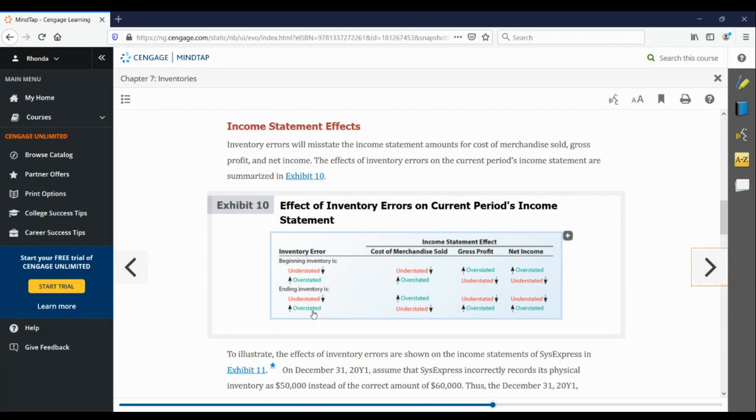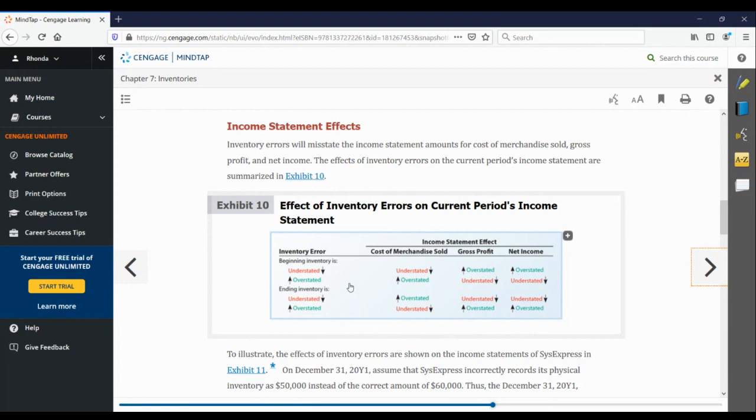If, on the other hand, our ending inventory is overstated, which means that we've counted it wrong, but the inventory we're showing is more than what we really have, then the gross profit is going to be wrong, which will make your net income wrong. Your net income will be overstated if the ending inventory is overstated. So this is what will happen to the income statement.